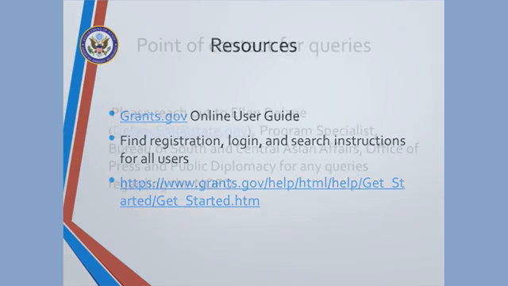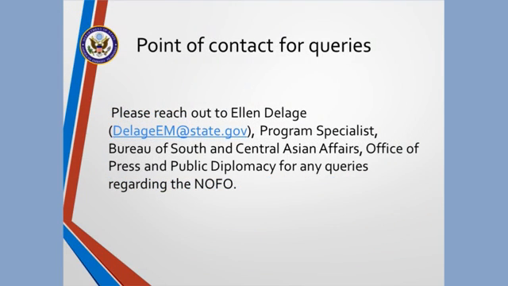So the point of contact for queries on this Nofo is our colleague who's based in D.C., Alan Delage. Her email address is provided in the Nofo. If you have any specific questions related to the Nofo, you can reach out to her and she'll be able to answer your questions. Ellen is the appointed point of contact for this Nofo. While we are able to provide some answers to you during this web chat, because this web chat will be made available through grants.gov, in all other circumstances, Ellen is the only one who can answer specific questions about this Nofo.